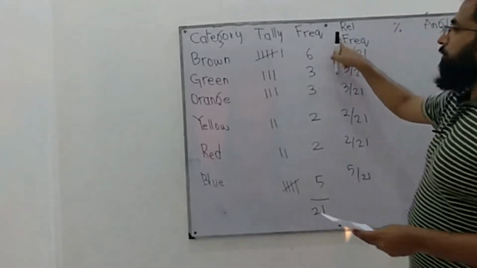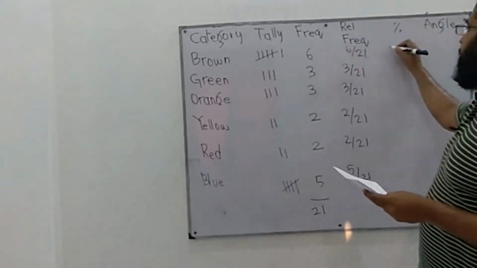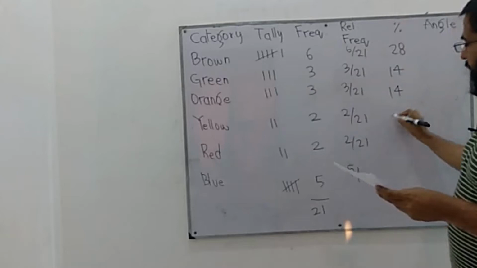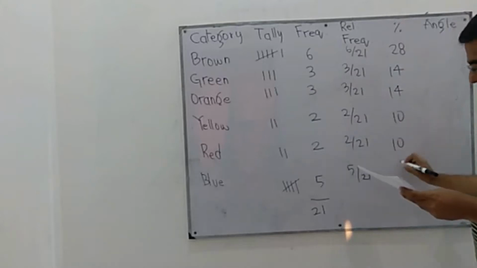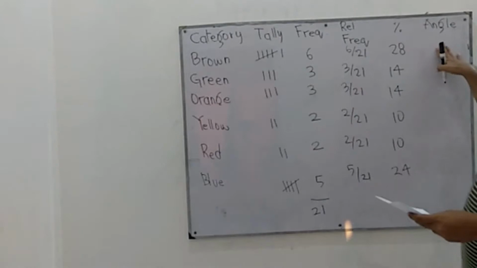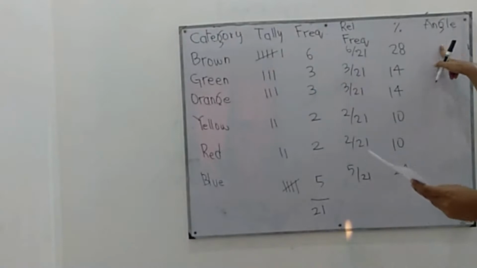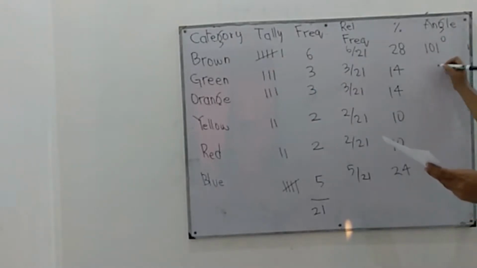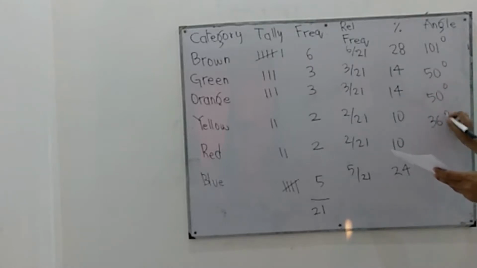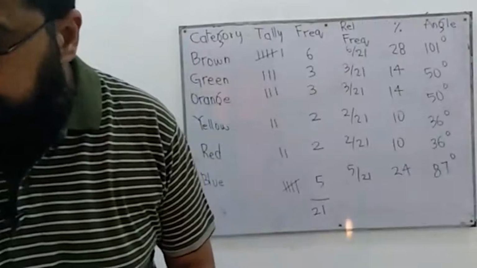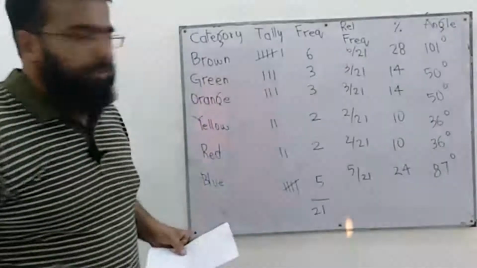And the percentage is, of course, relative frequency multiplied by 100. So this is around 28%. This is 14%. This is 14%. This is 10%. This is 10%. This is 24%. And we have already studied that relative frequency multiplied by 360 degrees gives us the angle in degrees. So this is 101 degrees, 50 degrees, 50 degrees, 36 degrees, 36 degrees, 87 degrees. These are approximate values and they sum up to 360 approximately. So now we are ready to draw some charts.